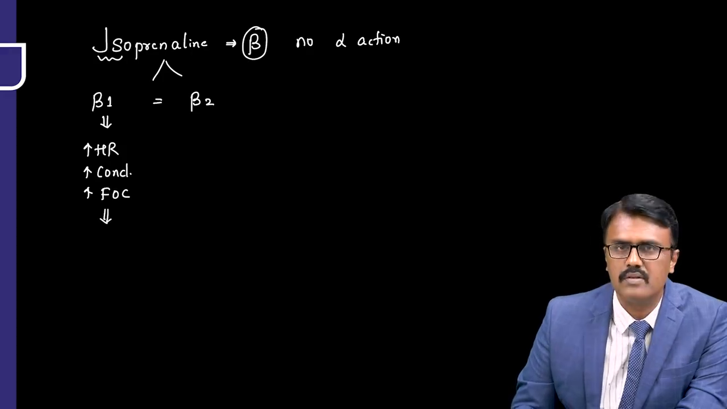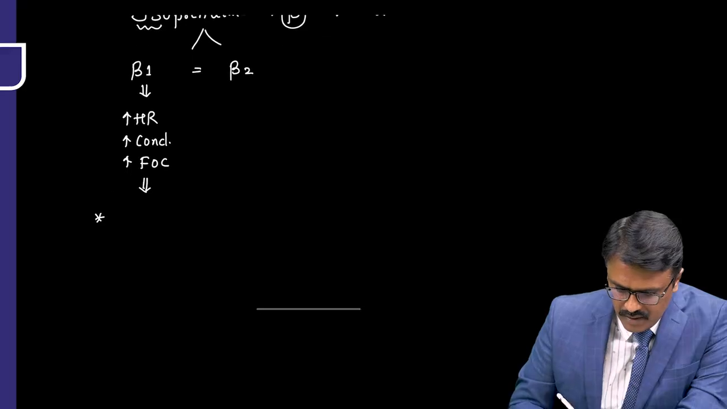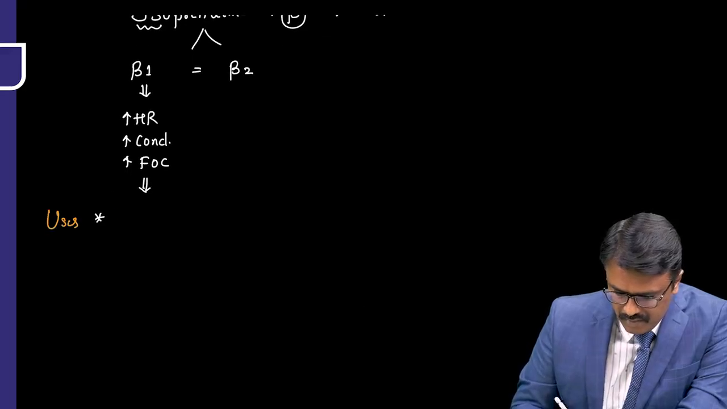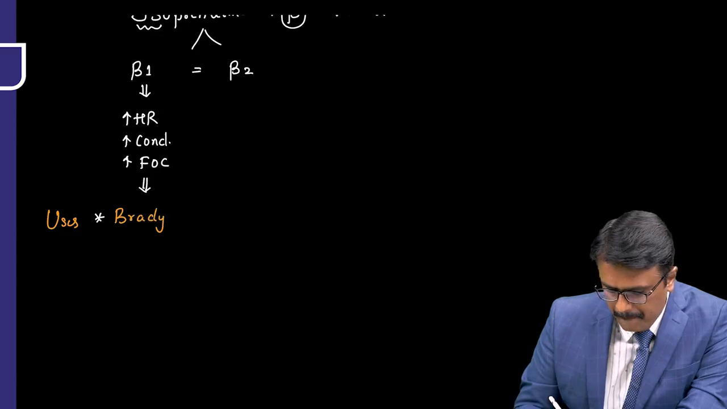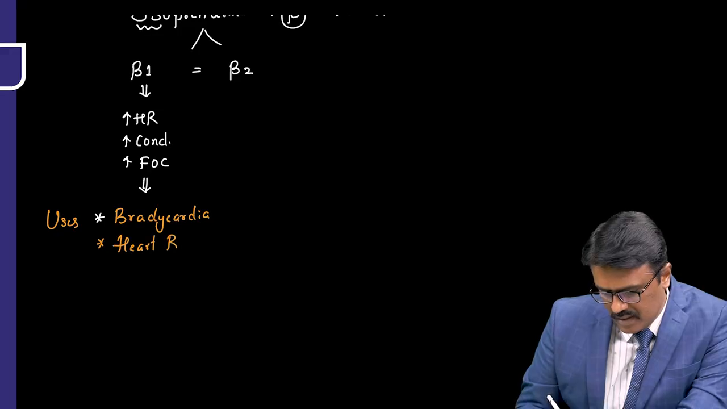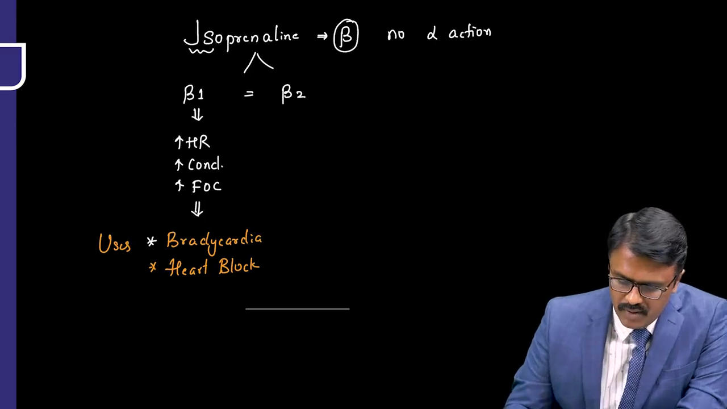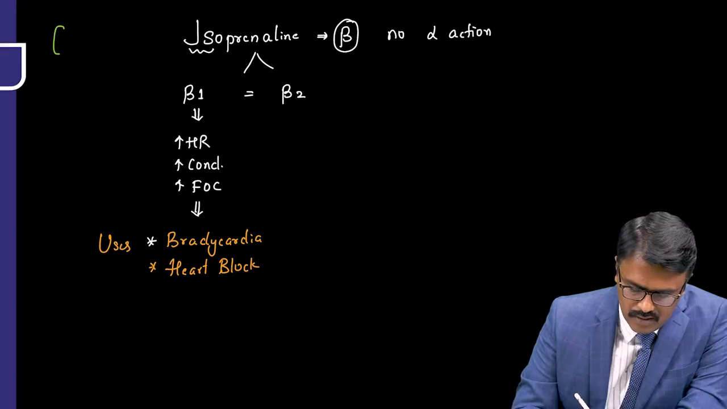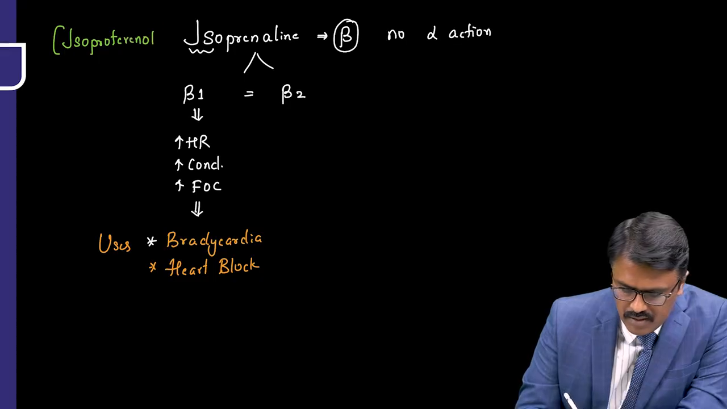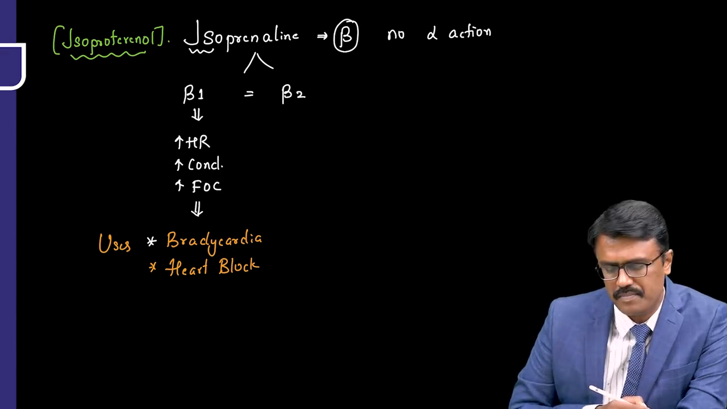So where do you use this? Where do you want to increase the heart rate? Obviously, isoprenaline is used in the management of bradycardia. Where do you want to increase conduction? Obviously in heart block. In CHF it's not preferred nowadays. Is there any other name for isoprenaline? Yes, isoprenaline is also called isoproterenol. So if they give this name, don't get confused.